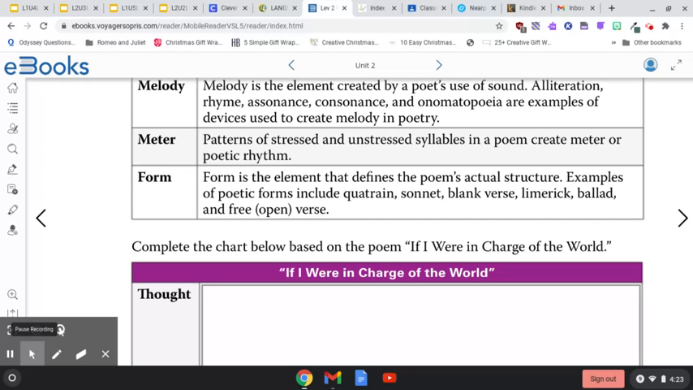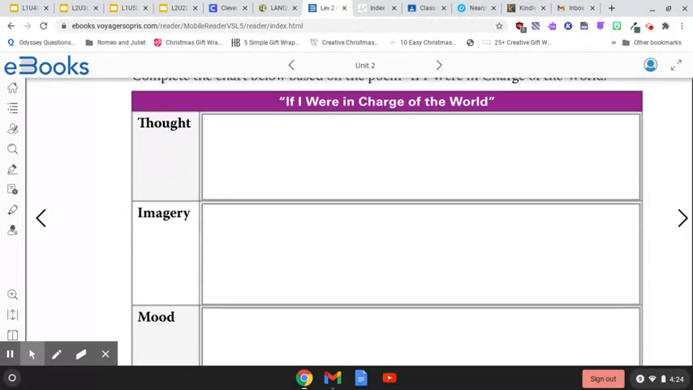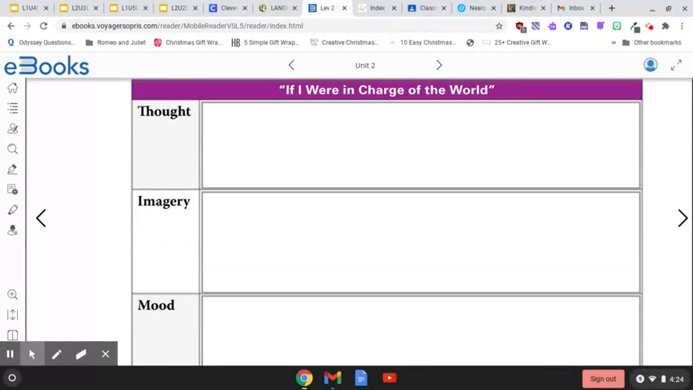Let's apply the 4 traits to the poem, If I Were in Charge of the World. Listen as I reread the poem and think about the message within the poem. What does the poet want us to take away from the poem?